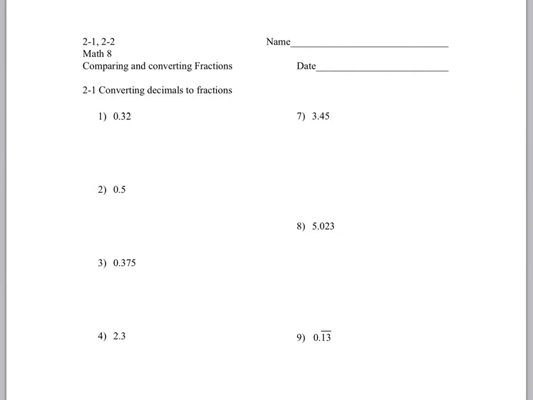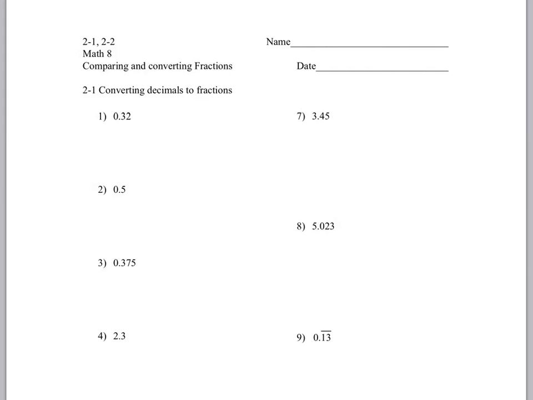Looking at number 1 here, I see that some people might read this incorrectly as 0.32 or 0.32, but it's very important to know which place we're in. The 3 is in the tenths place, the 2 is in the hundredths place. So this is actually 32 hundredths.